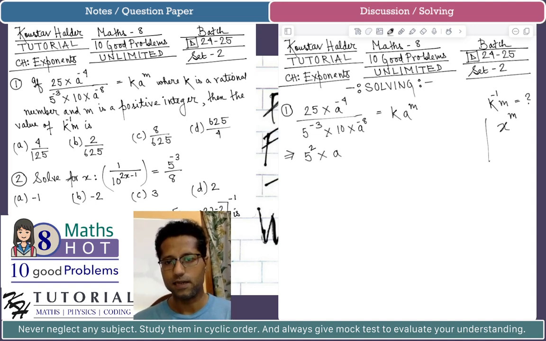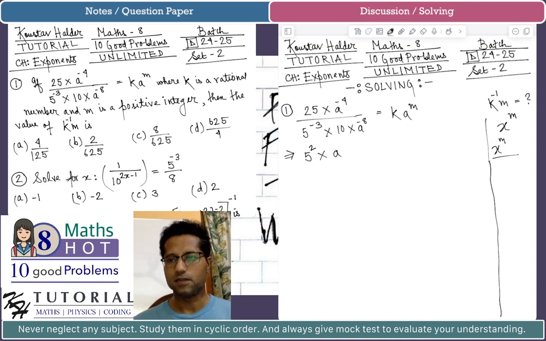I will merge that using the law of x to the power m divided by x to the power n on the right hand side. As and when I am solving a problem on the right hand side, I will write down the laws or formulas that I am applying. So x to the power m divided by x to the power n is equal to x to the power m minus n. So we have a to the power minus 4 divided by a to the power minus 8. This will be a to the power minus 4 minus of minus 8.